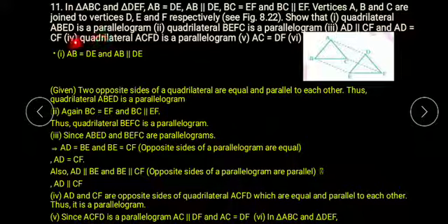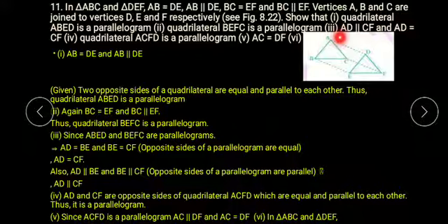So we have to prove that ABED is a parallelogram. So we have to show that ABED is a parallelogram. Secondly, quadrilateral BEFC is a parallelogram. So BEFC is also we have to show as a parallelogram.